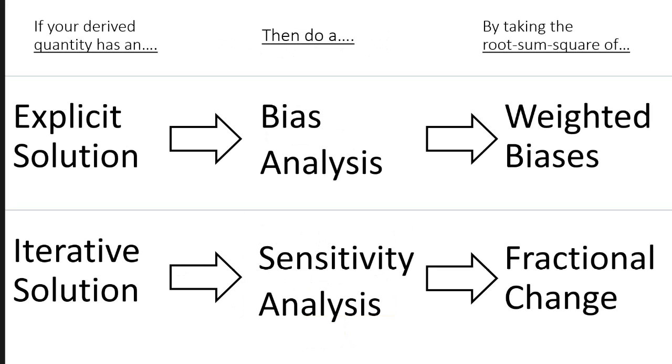Before I go further, let me state the thesis of this video, which is that if your derived quantity has an explicit solution, then do a bias analysis by taking the root sum square of the weighted biases. But if your derived quantity requires an iterative solution, then do a sensitivity analysis by taking the root sum square of the fractional change. Now, if you understood everything I just said, for heaven's sake, please stop watching. But if it sounds like I'm talking gibberish, grab some coffee and buckle up.